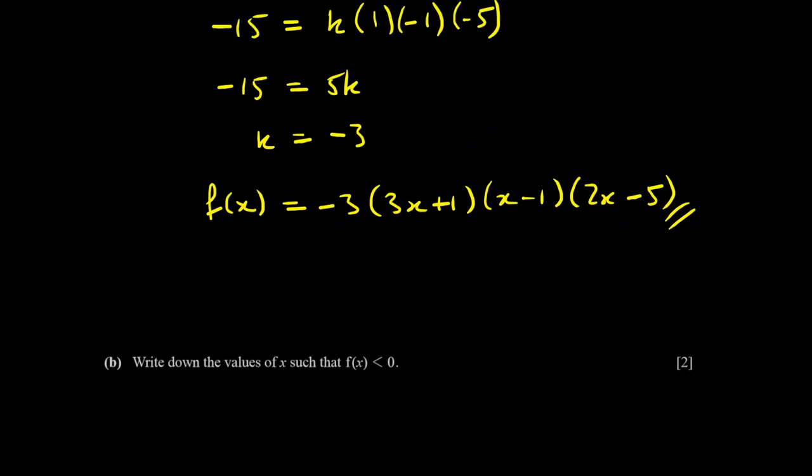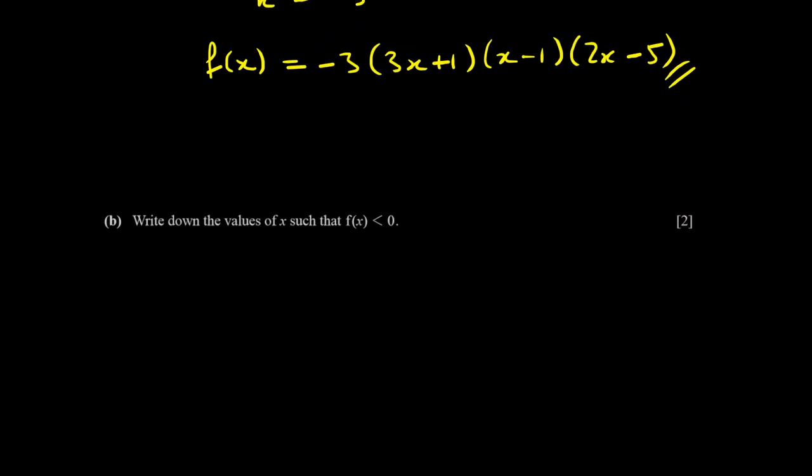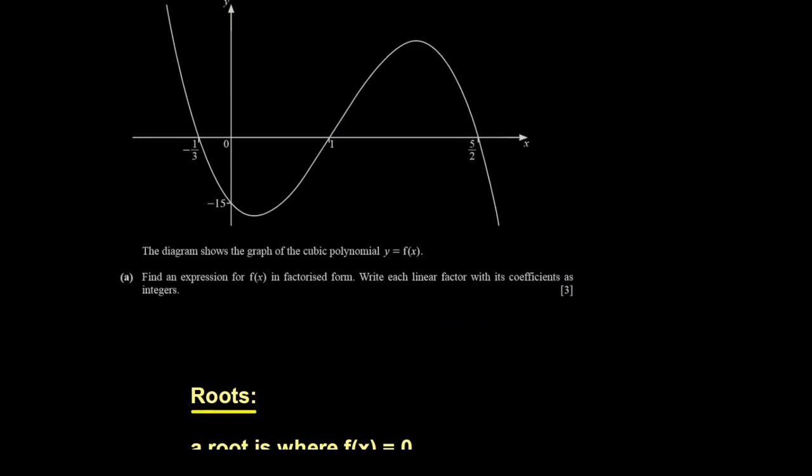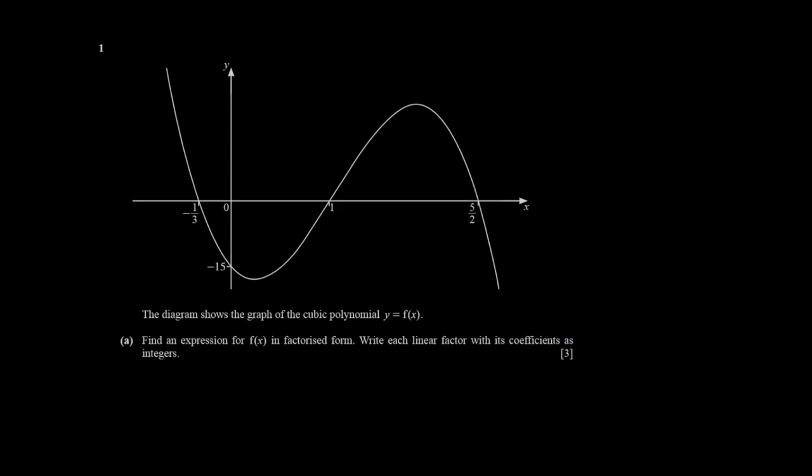Okay then, part B. I want to write down the values of x such that f of x is less than 0. Well, this is just observing the graph, right? Where is the polynomial going to be less than 0? Well, it's going to be everywhere below the x-axis, right? Because all of these y-coordinates here are 0, and all of these y-coordinates here are 0 too.